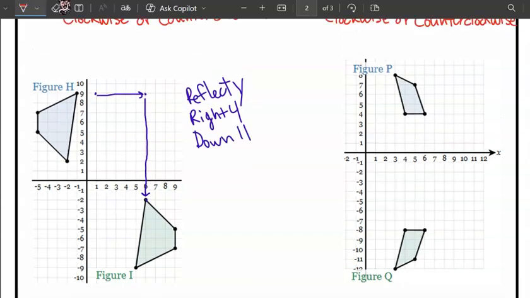And then another way that we can transform this is we can reflect it across the x-axis. And then make it go up 1, and then to the right 8.